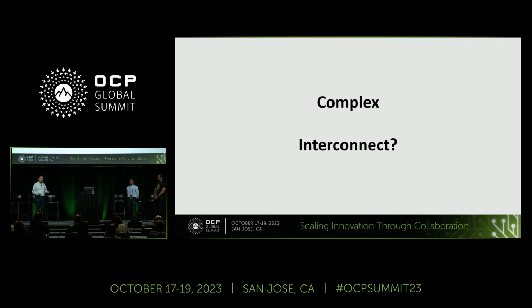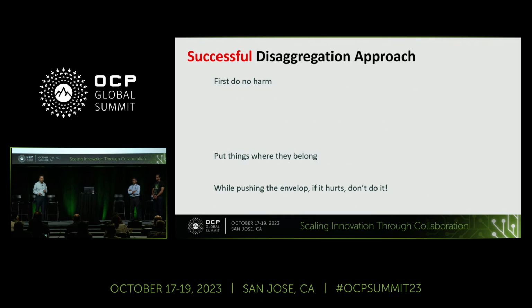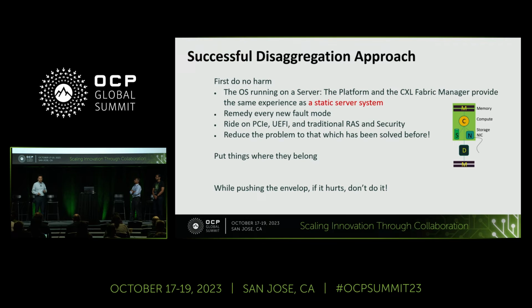Now, we do have challenges. Interconnect is complex. Switches, we did talk about that, add power, latency, and complexity. Copper interconnect is bulky. And then availability: every time that we go to disaggregate compute, we have to be worried about that. So the main concepts then will be, first, do no harm, put everything where it belongs, and push the envelope, but retreat whenever it is too difficult.